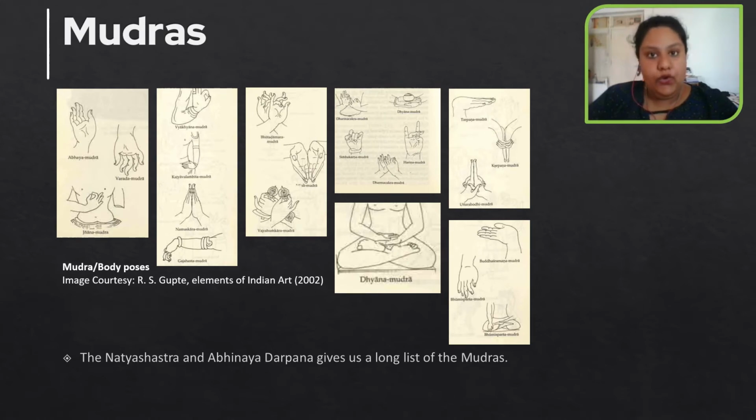In the iconographic study, there are certain postures and mudras which are needed before we get into the iconographical study of Buddha, Jain, or other Brahmanical deities. Now, the Natyashastra and Abhinaya Darpana give us a long list of the mudras. But in this PPT, I am depicting a few of the mudras which are quite repetitive and quite common with the deities.